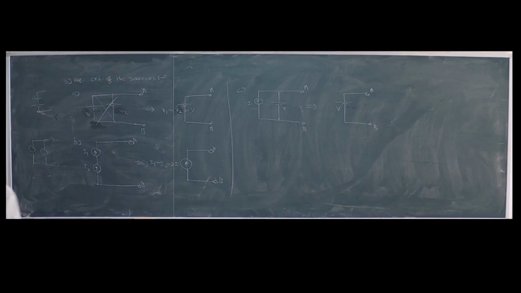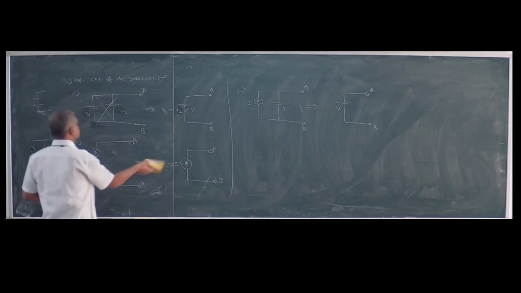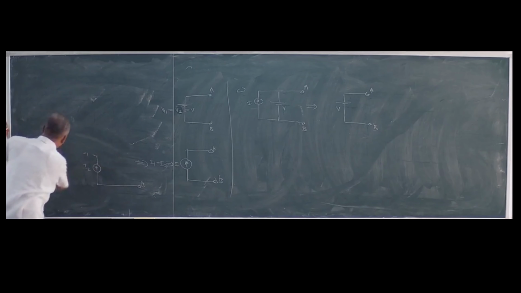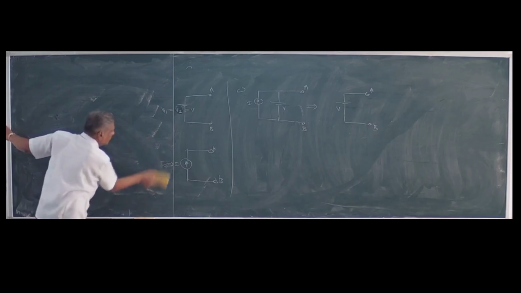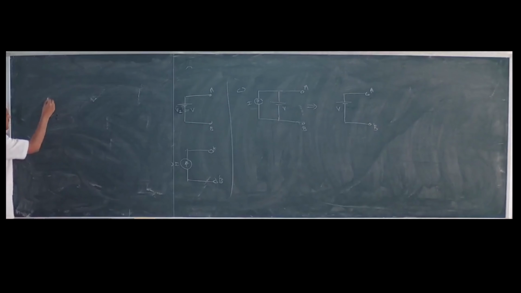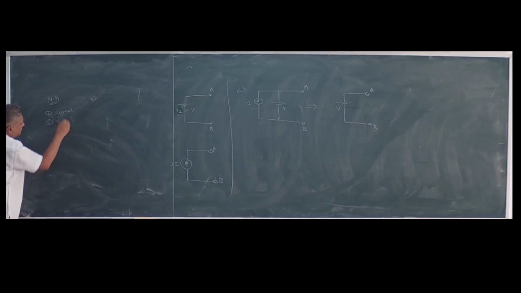Now here, before going to the analysis of anything, we must be aware of one thing. In network analysis, for the sources especially, current and voltage sources, we don't know two things. We don't know two things. Be careful.